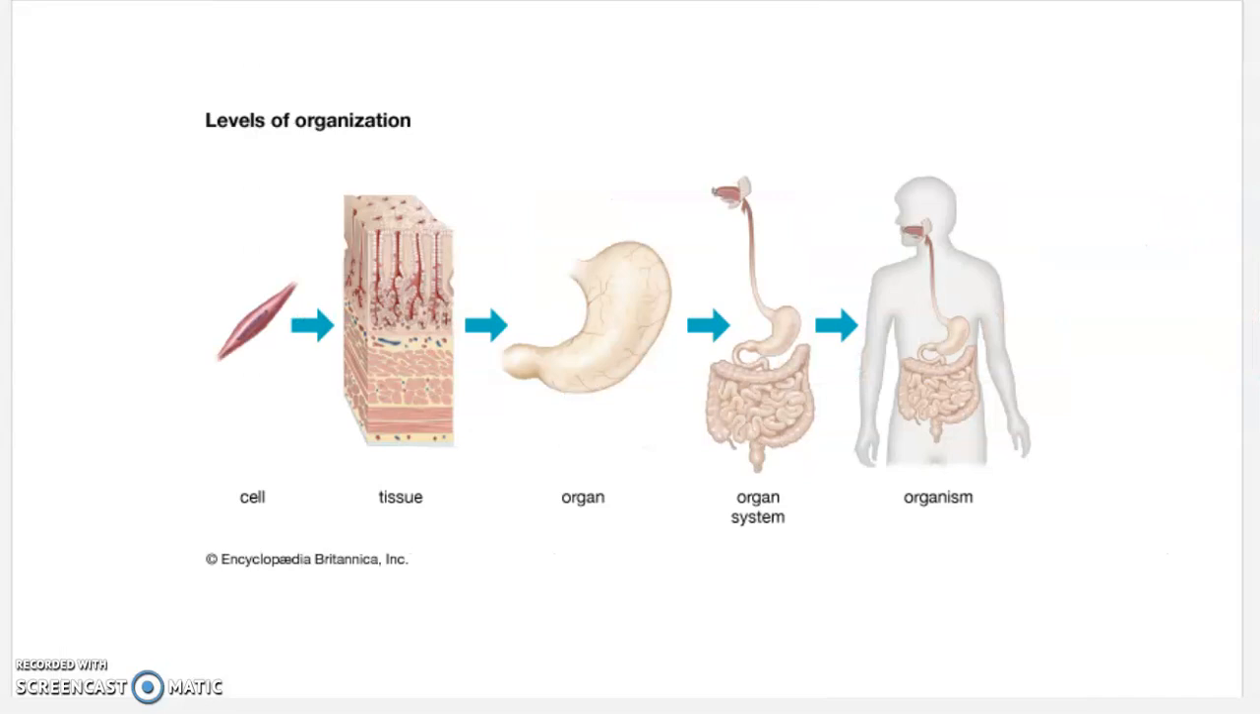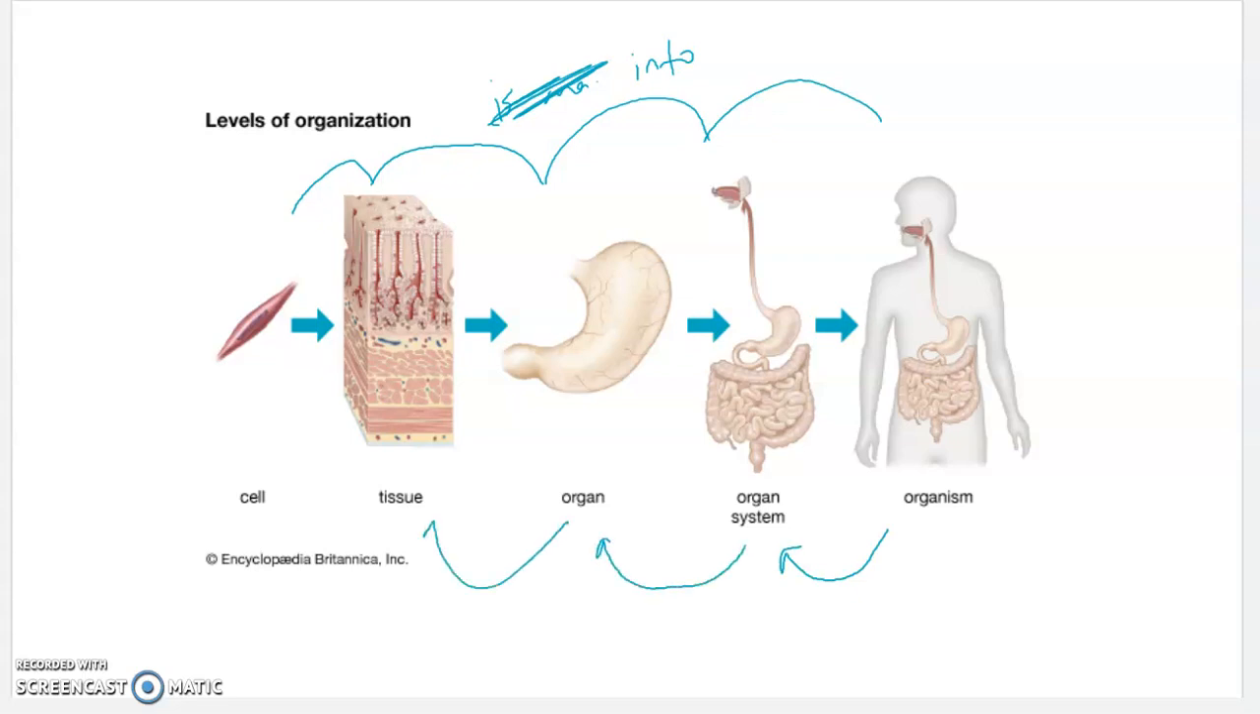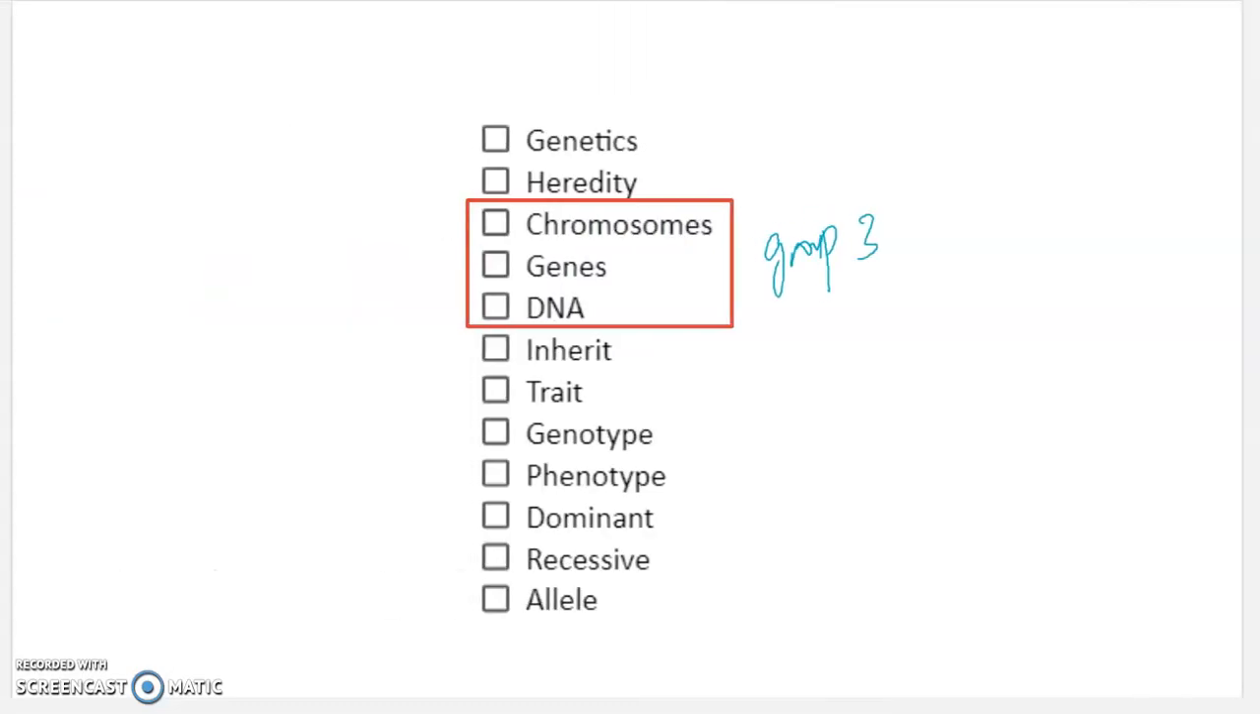tissues organize into organs, organs into organ systems, organ systems into organisms. Organisms are made of organ systems, are made of organs, are made of tissues, are made of cells. Chromosomes, genes, and DNA work like that, where they're levels of the same thing. Each thing is made of the prior levels.